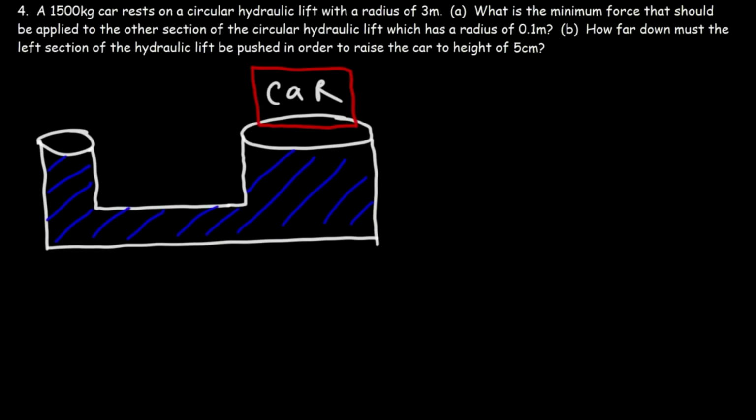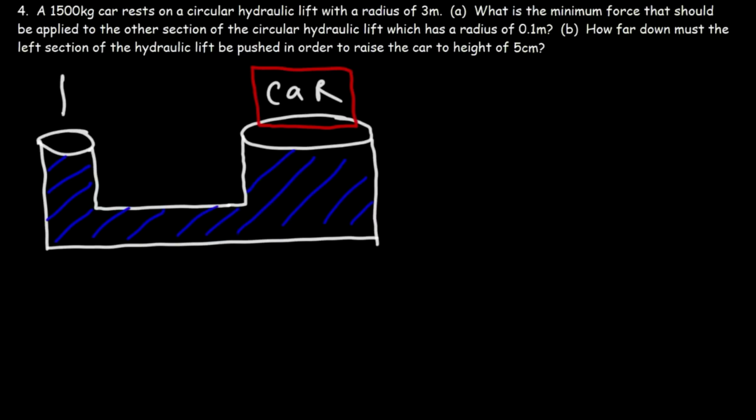Number 4. A 1,500 kilogram car rests on a circular hydraulic lift with a radius of 3 meters. What is the minimum force that should be applied to the other section of the circular hydraulic lift, which has a radius of 0.1 meters? Part B. How far down must the left section of the hydraulic lift be pushed in order to raise the car to a height of 5 centimeters? I forgot the word A here, but it should be there.